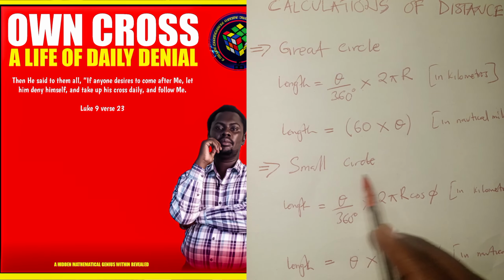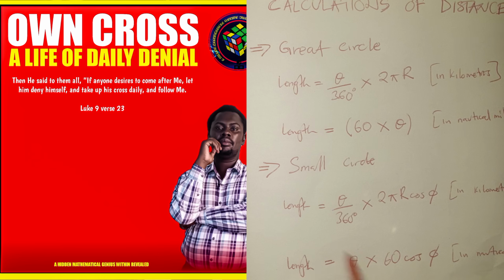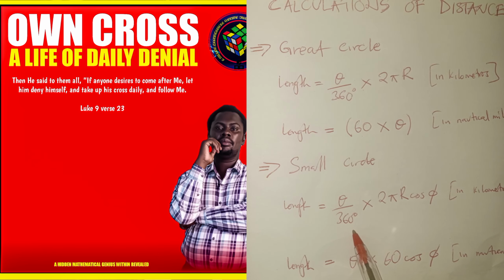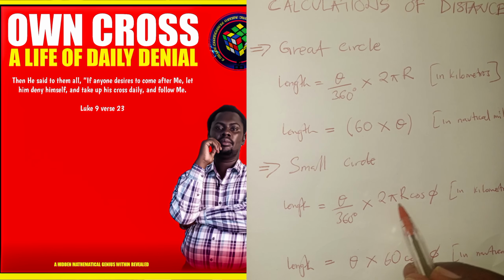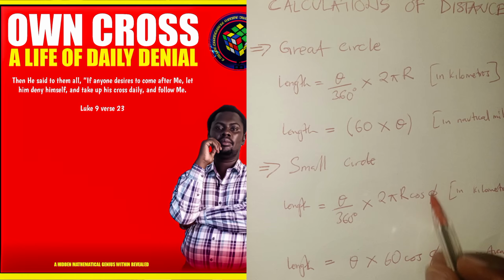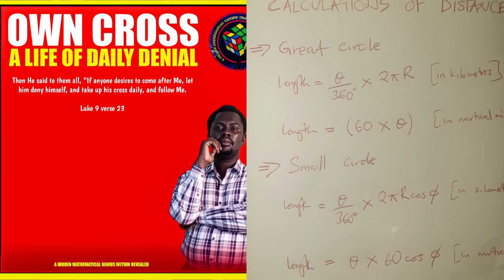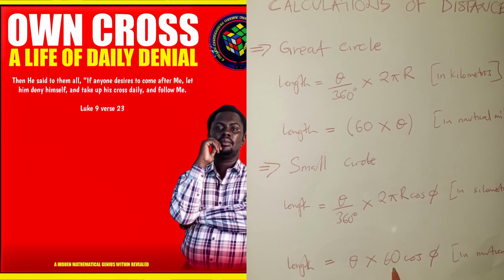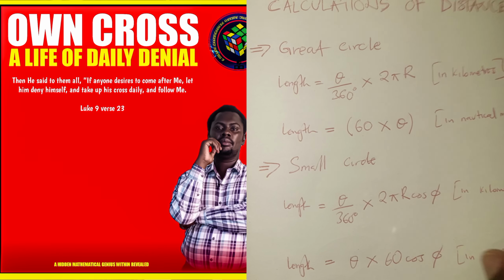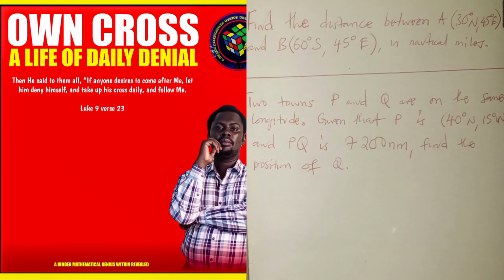Then for small circles, distance is equal to theta over 360 degrees times 2 pi r cos phi, where phi is the angle with regards to latitude. In nautical miles, it is theta multiplied by 60 cos phi. Now let's go to the questions.